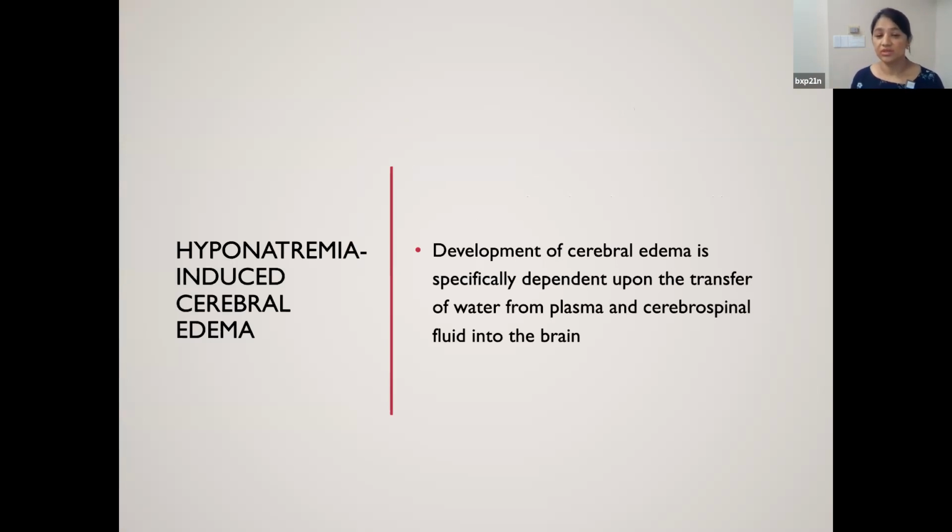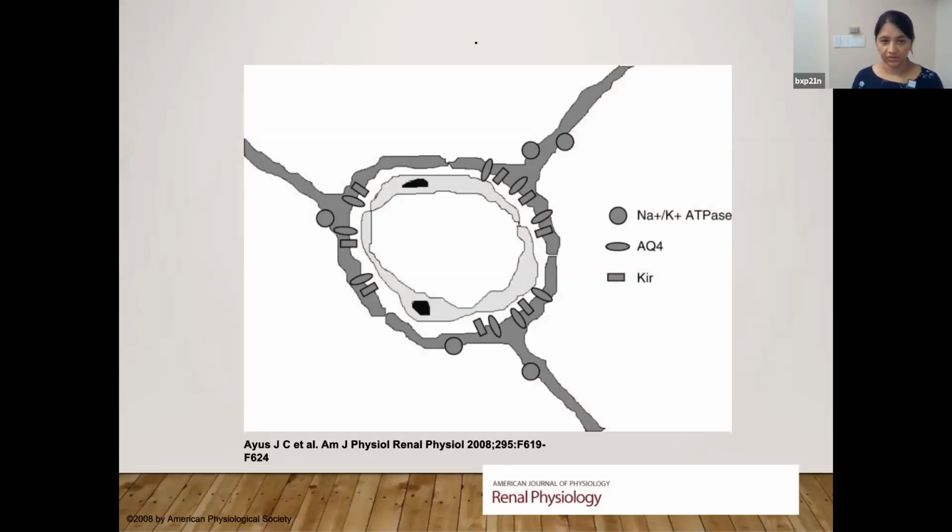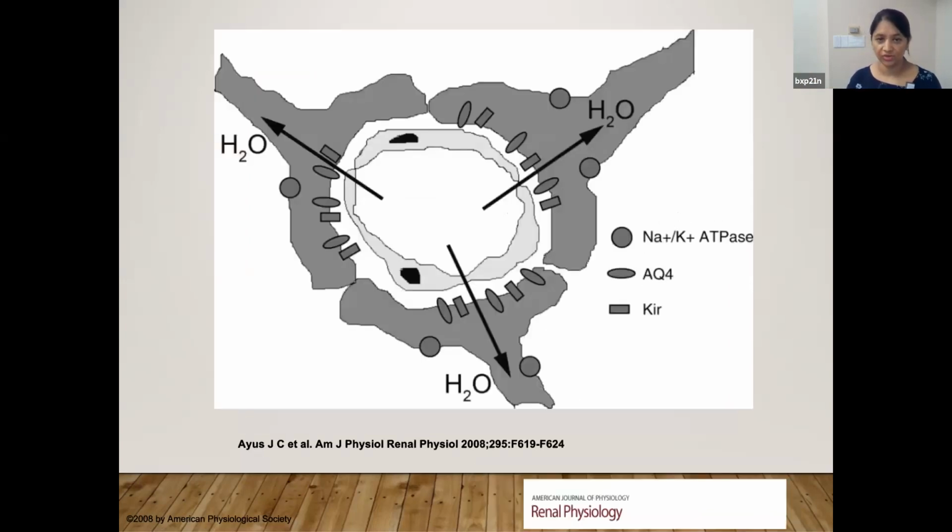And development of cerebral edema is dependent on the transfer of water from plasma to the CSF and into the brain. So here, this is the glial cell, and this is basically the blood-brain barrier. The inside is the endothelium, and the outside is the end foot of that glial cell. If you see, the sodium potassium ATPase is the round one, and the oval one is aquaporin 4, which will transport the water, and that KIR is the inwardly rectifying potassium channel. So they basically monitor the sodium and water going into the cells.